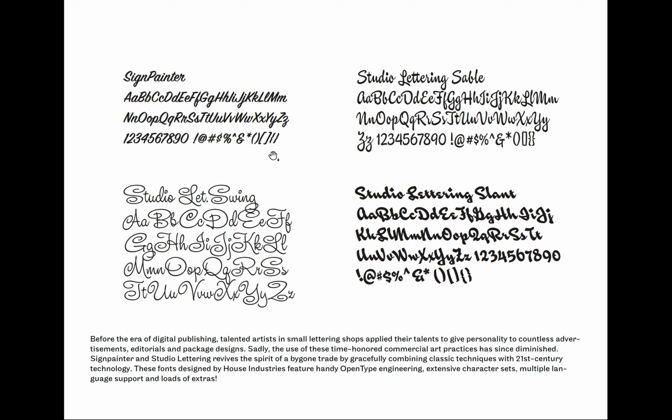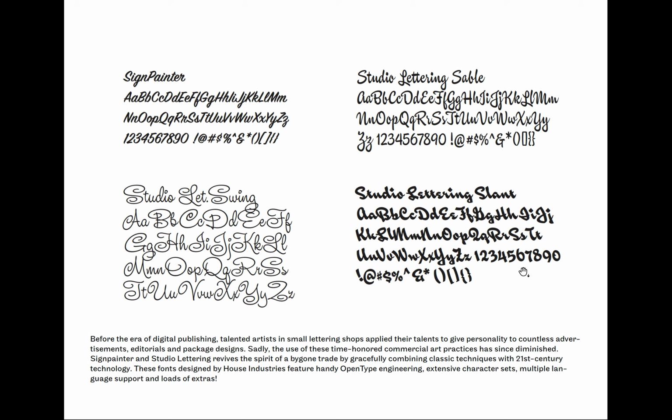In the top left one over here, this is called Sign Painter. It's based upon the old brush style lettering, and we see both an expansion model and a translation model because of the use of the sign painter's brush. The next one is Studio Lettering Sable over to the right, and this is an expansion model. The bottom left is Studio Lettering Swing, and this is based upon the same tool that Comic Sans was based upon. It's a round pen nib that we see from the old Speedball lettering books, which I also uploaded to the coursework section of your Blackboard.